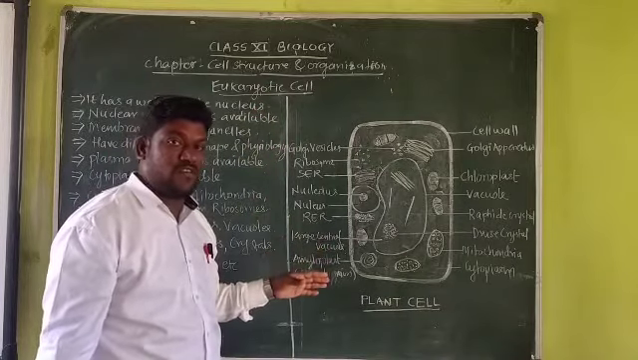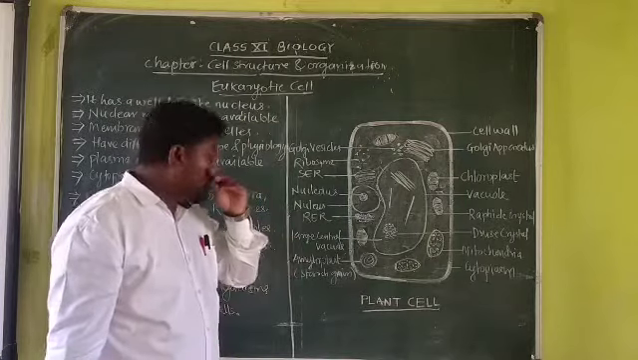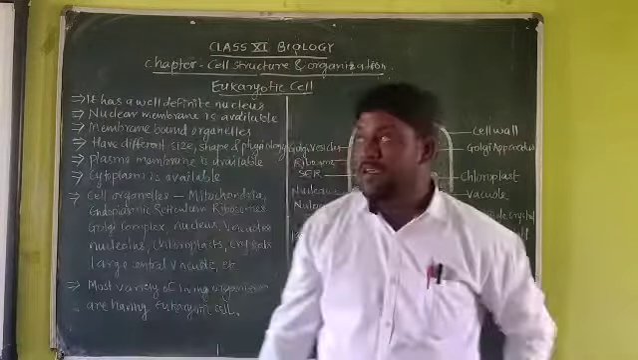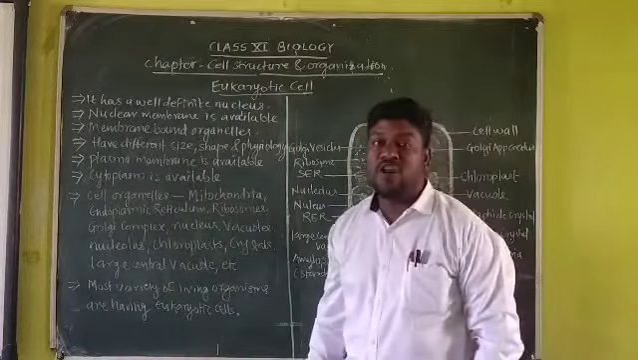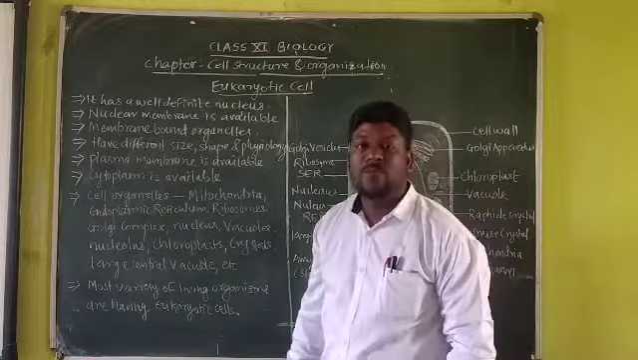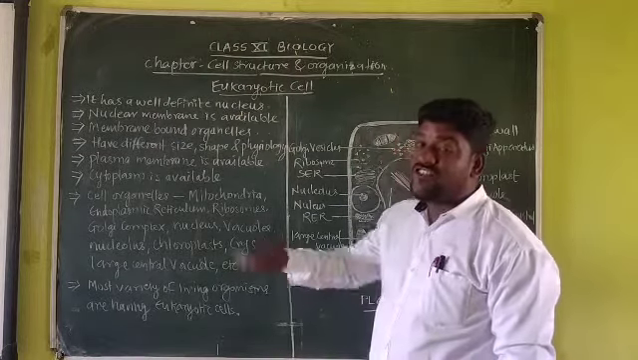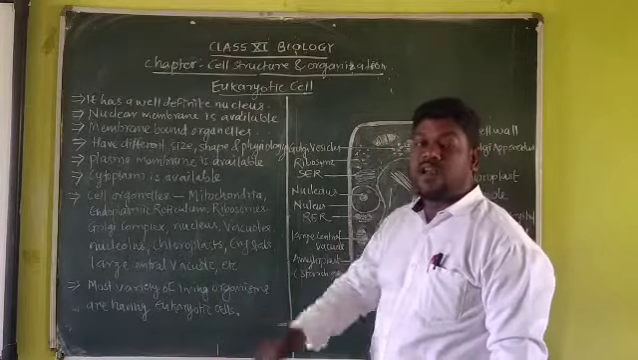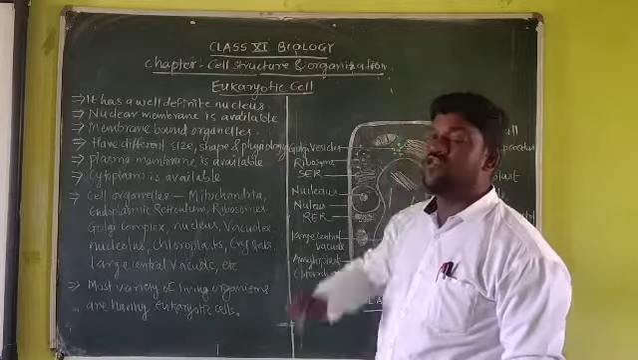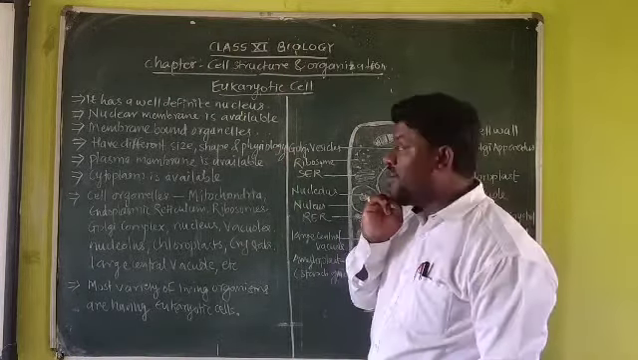What are the eukaryotic cells? Characteristics of the eukaryotic cell. Thereafter we will discuss the plant cell. We have already known that there are two main types of cells, the prokaryotic cell and the eukaryotic cell. In yesterday's lecture we discussed the diagram and the characteristics of the prokaryotic cells. Now we are looking at the eukaryotic cell.